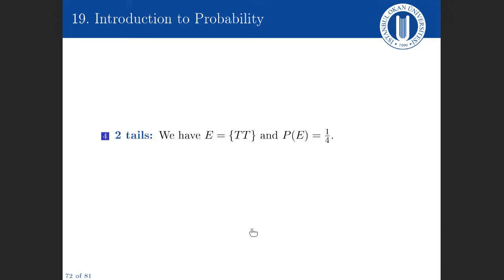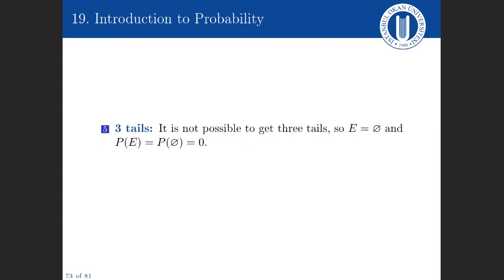What is the probability of getting exactly 2 tails? We must have a quarter. What is the probability of getting 3 tails? This is not possible. It's not possible to get 3 tails, so our event is the empty set, and the probability of the empty set is 0.